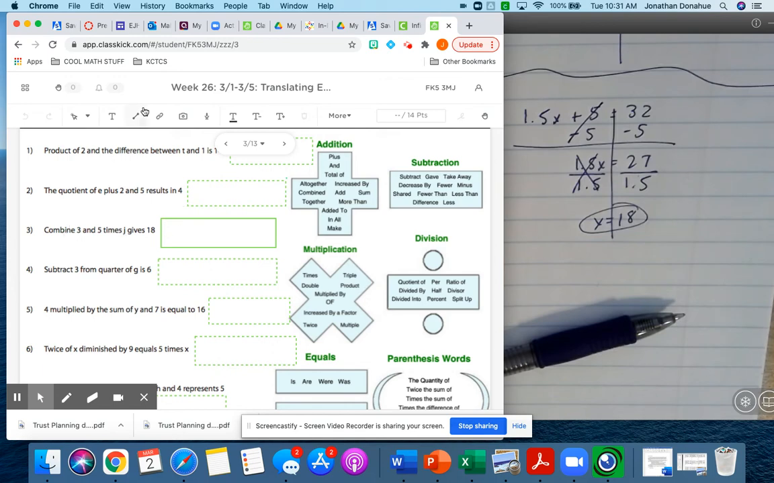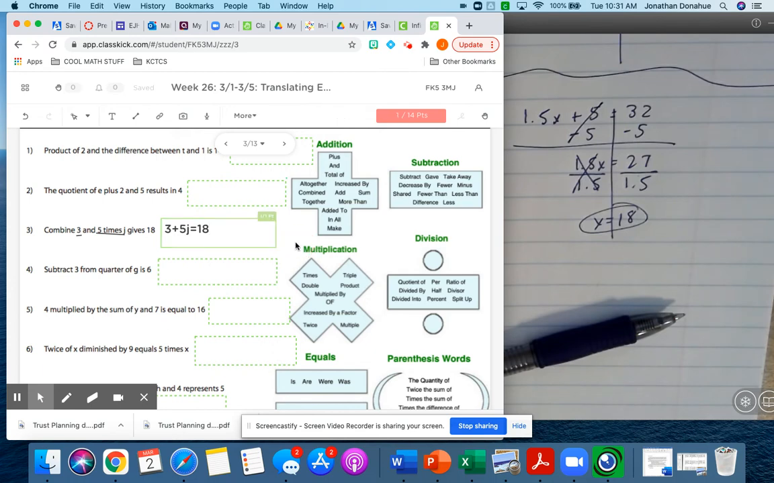Combine, that means add. So we're going to combine 3 and 5 times j. Combine 3 and 5 times j. So we're going to add those two, and that gives us 18. So 3 and 5 times j. Okay, that looks good. Gives 18.